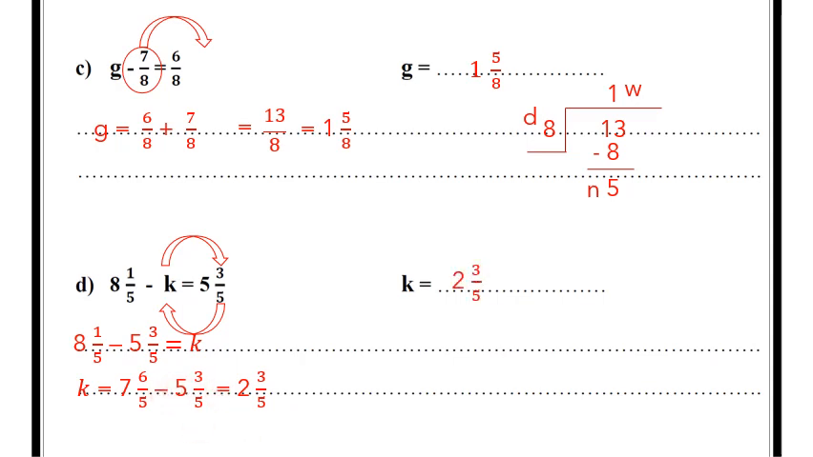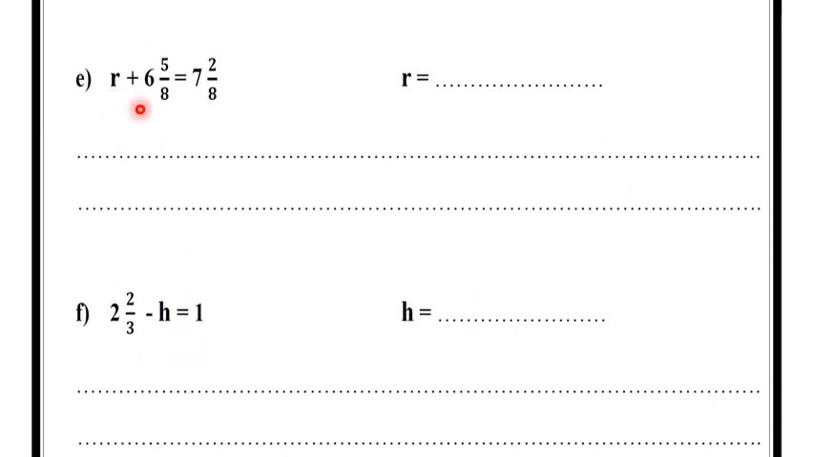So it will be 2 and 3 over 5. Now the next one: R plus 6 and 5 over 8 equals 7 and 2 over 8. Now the variable is in the beginning, so I will take 6 and 5 over 8 to the other side by opposite sign. So it will be R equals 7 and 2 over 8 minus 6 and 5 over 8.